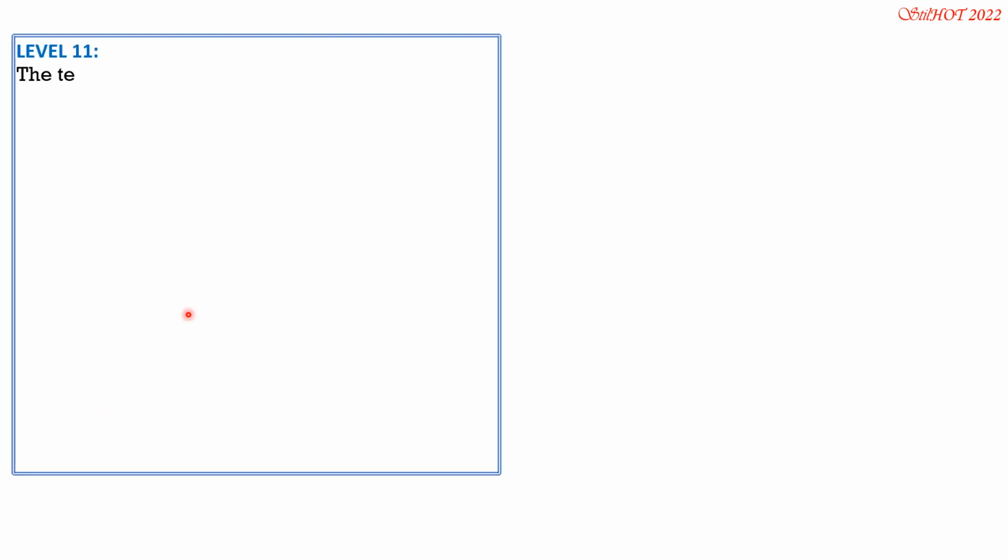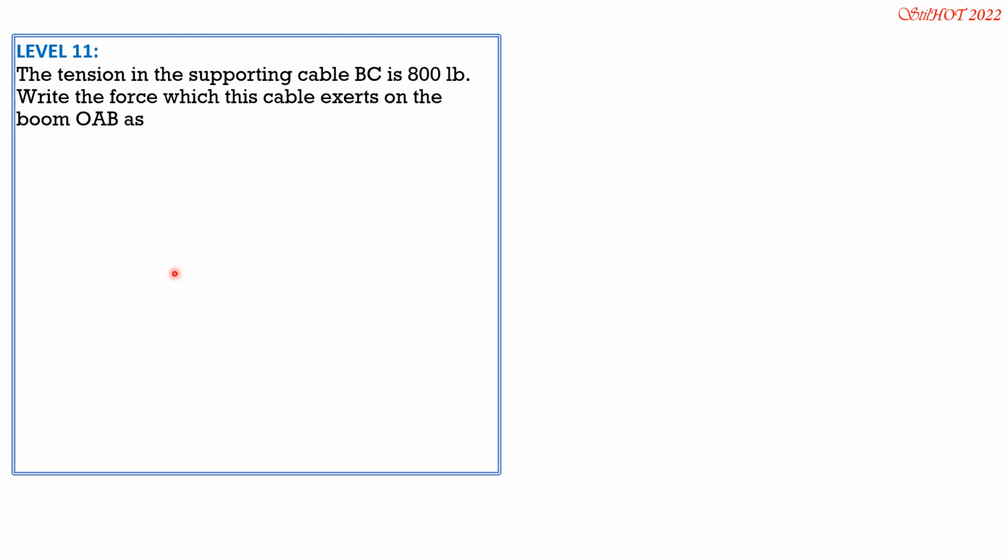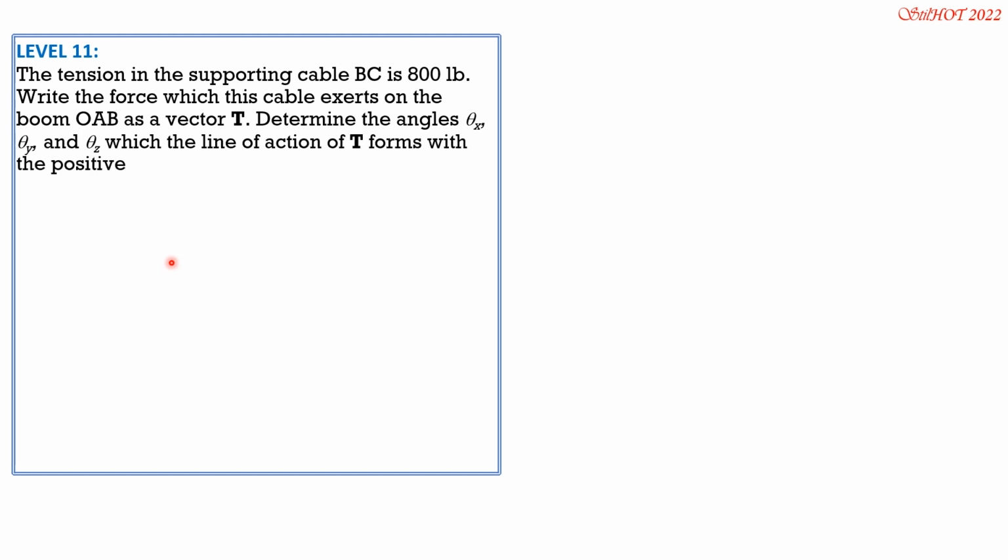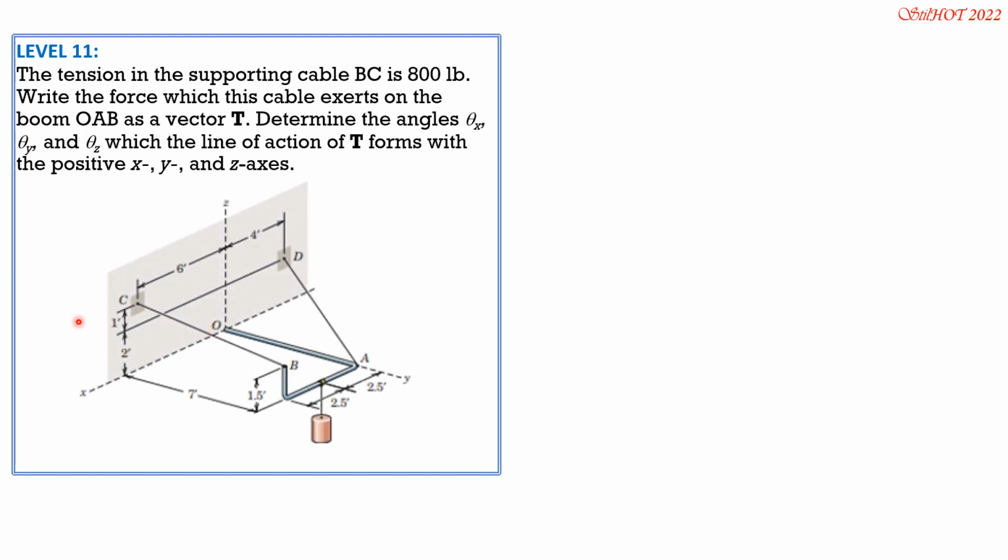Level 11, the tension in the supporting cable BC is 800 pounds. Write the force which this cable exerts on the boom OAB as a vector T. Determine the angles theta x, theta y, and theta z which the line of action of T forms with the positive x, y, and z axis. So here is the figure.